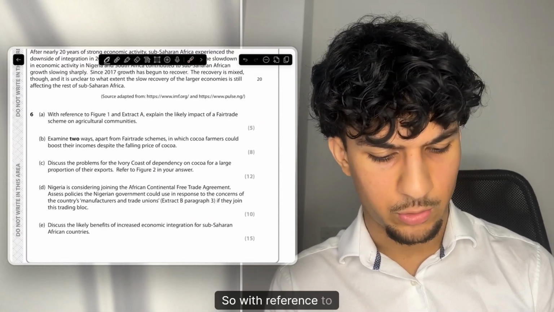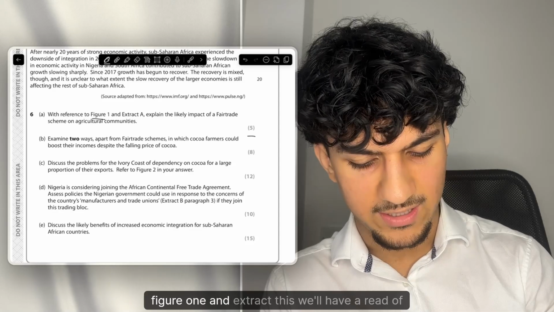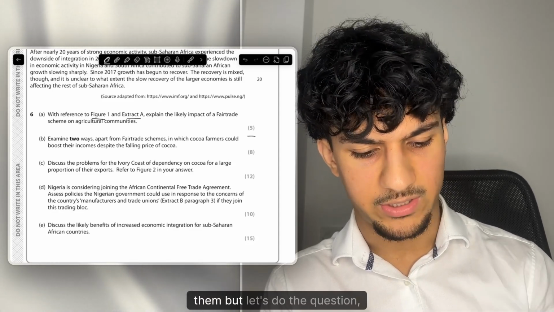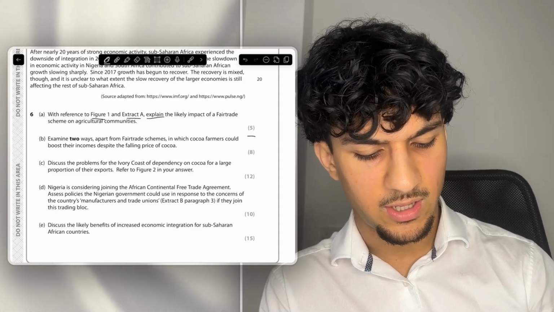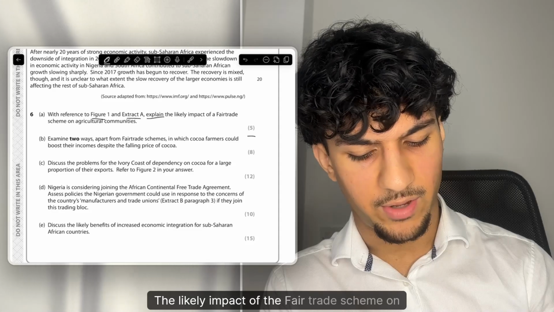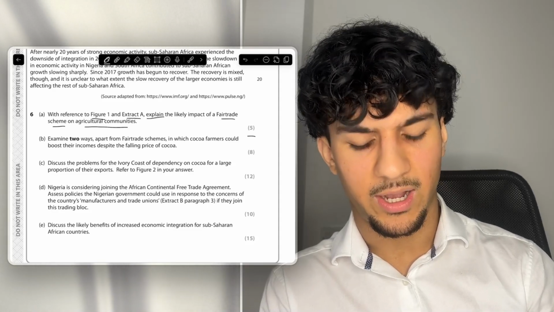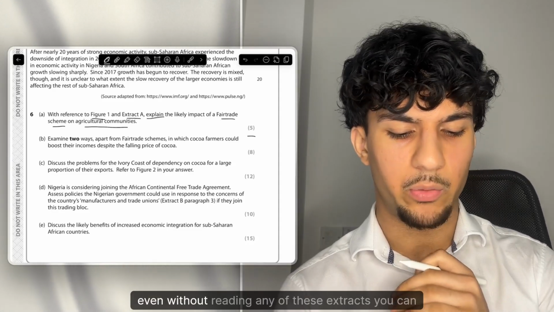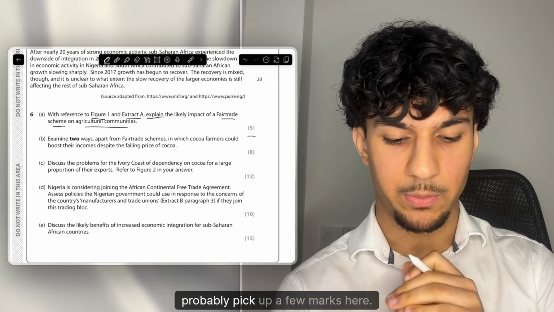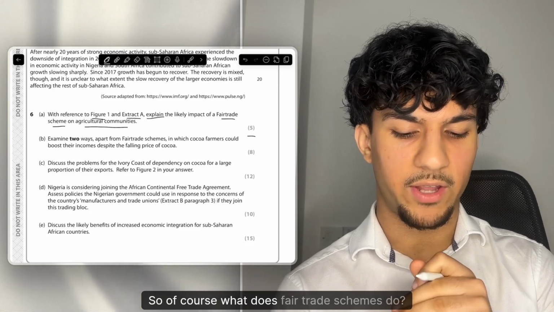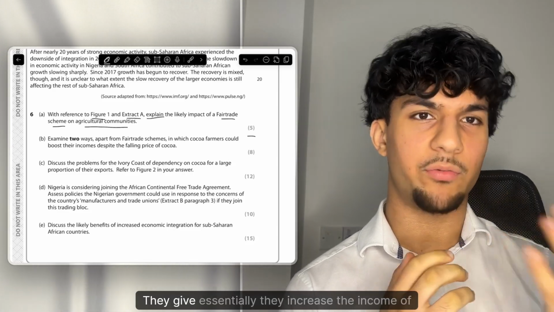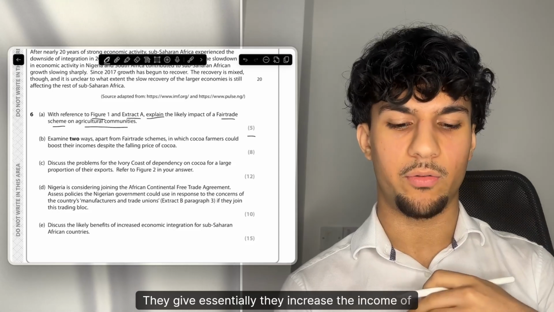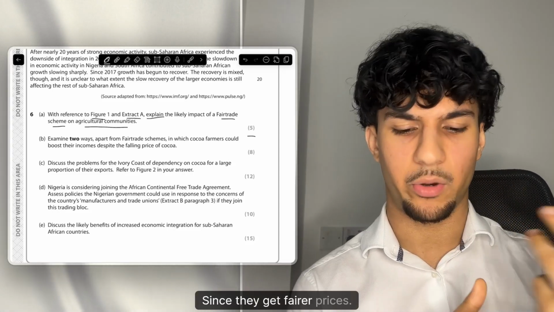So, with reference to figure 1 and extract A, we'll have a read of them, but let's read the question first. It's an explain question: the likely impact of the Fairtrade scheme on agricultural communities. Now, even without reading any of these extracts, you can probably pick up a few marks here. So, of course, what do Fairtrade schemes do? They essentially increase the income of farmers. Why? Since they get fairer prices.